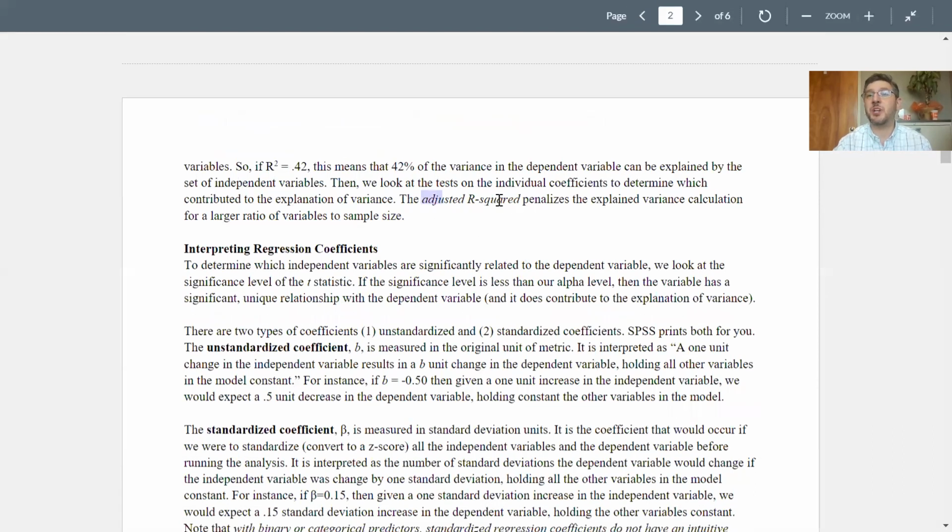SPSS will also report what's called an adjusted R squared value. Basically, the adjusted R squared value just penalizes the R squared value for the number of predictors you have in your model and for your sample size. You can think of the relation the same way that we would compute eta squared and omega squared in an ANOVA model, and the omega squared was always a little bit lower than the eta squared. That's the same thing that's happening here as well. The adjusted R squared is more like the omega squared calculation in an ANOVA, and in certain situations they're actually congruent.